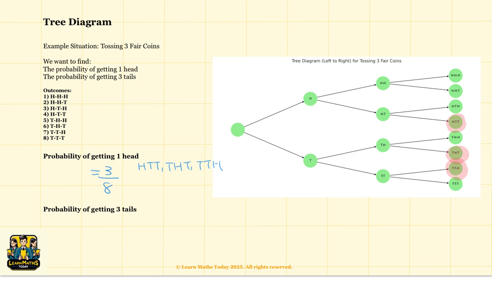Second, what is the probability of getting 3 tails? There's only one outcome with all tails, TTT, so the probability will be equal to 1 over 8.